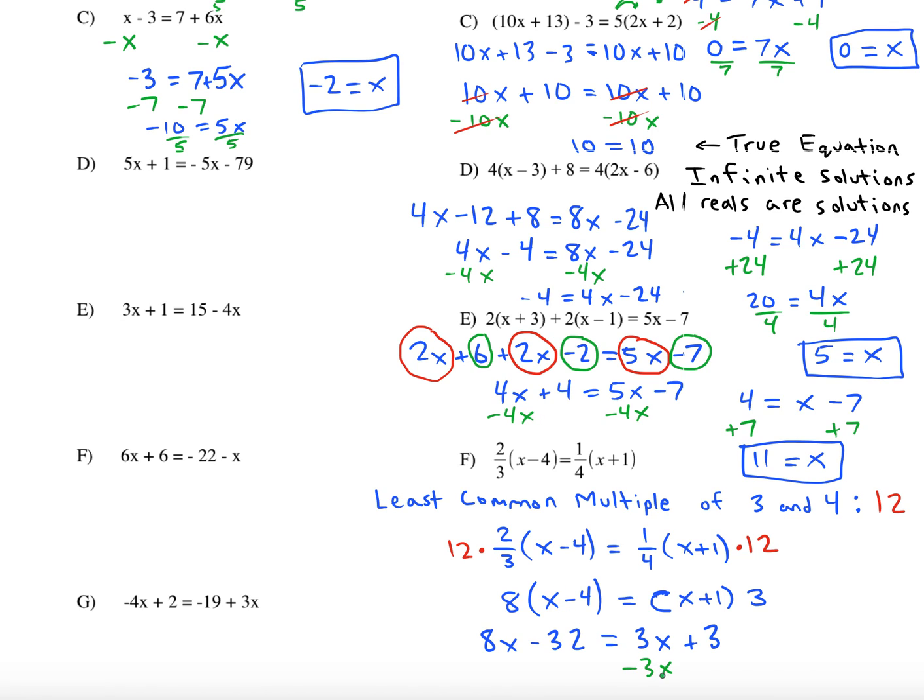I'll bring the 3x over to the left. And once you get kind of experienced at this, you can actually do more than one change at one time. So I'm going to bring that 32 to the right in the same line. And let's see, we'll get 5x equals 35. Therefore, x is 7.